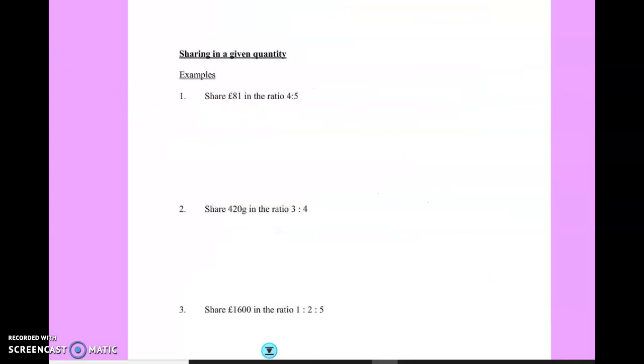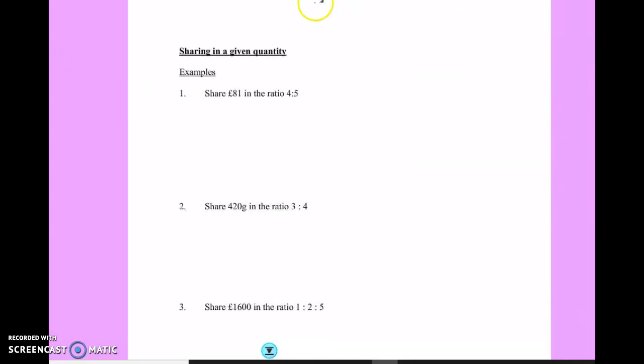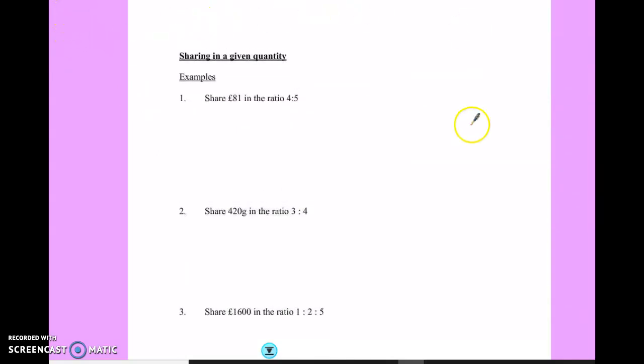Okay, last wee bit on ratio then, we need to share into a given quantity. Okay, so I want to share £81 in the ratio 4 to 5. So imagine I had £81 and I wanted to share it between 2 children, but I liked one slightly more. So one of them's getting a bigger share than the other one. It's not always a half and half share.